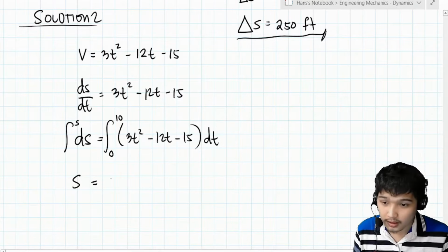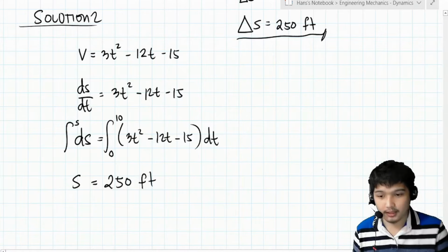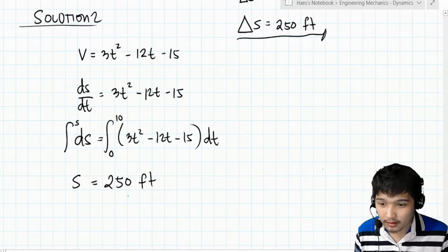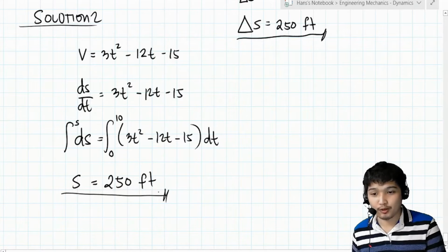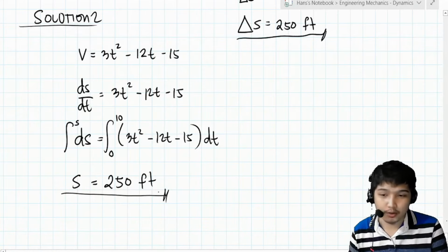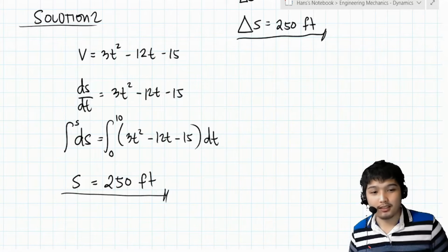Okay, so in this case, nakuha natin, this one is 250 feet. So yan, mas direct to the point. So sinasabi nito, class, na from time is equal to 0 up to time is equal to 10 seconds, nagkaroon siya ng change in position na 250 feet. Okay, so nagets ba yun, guys?